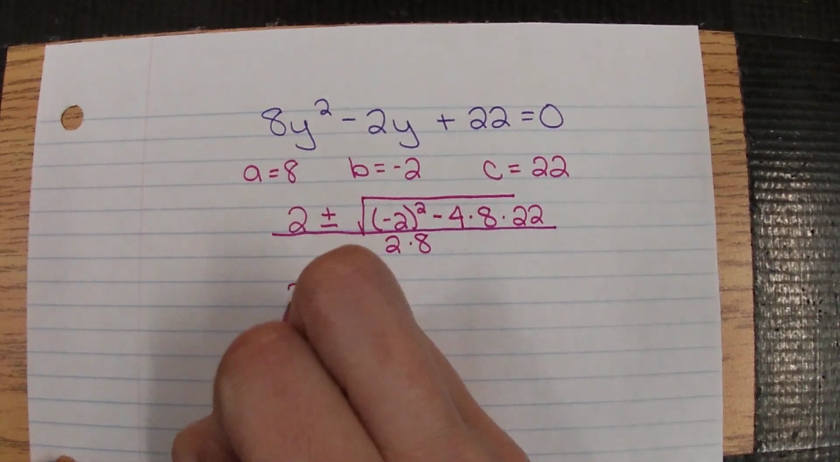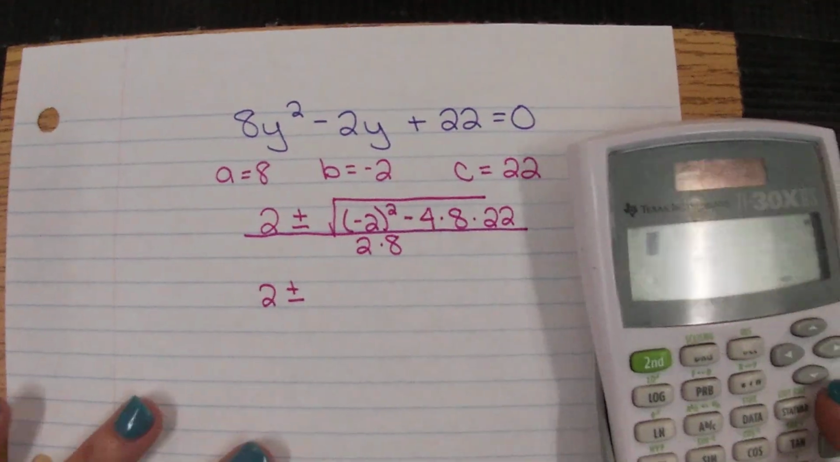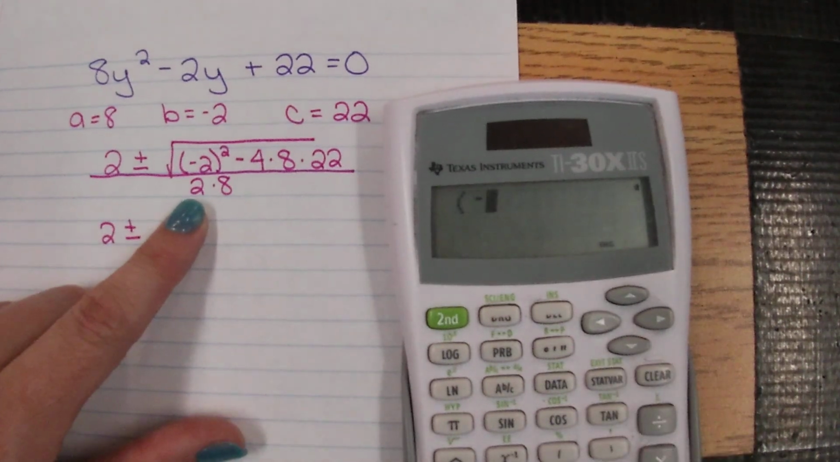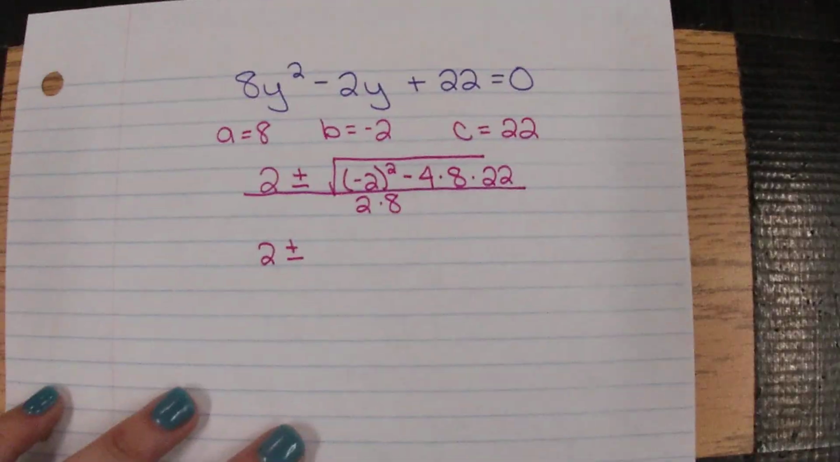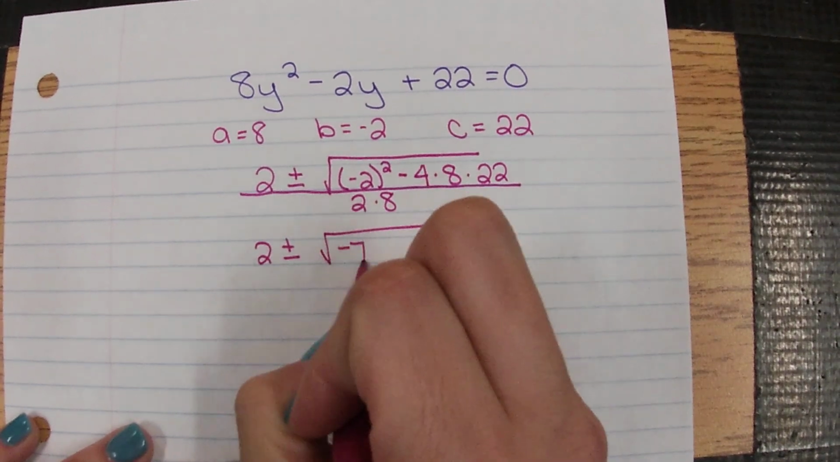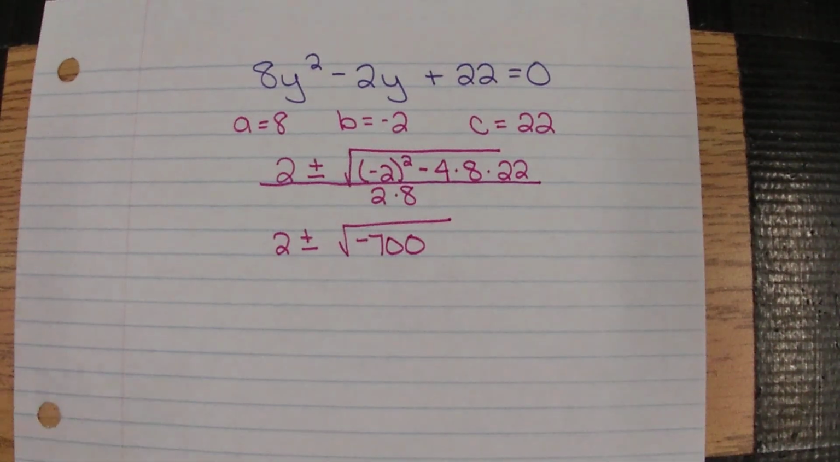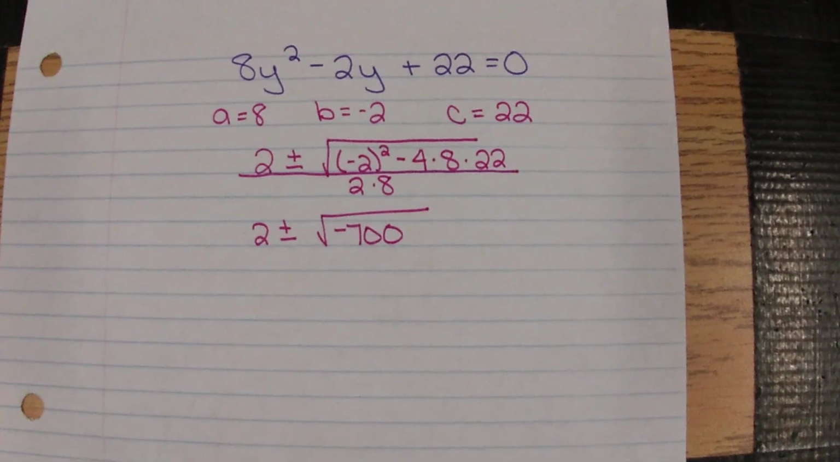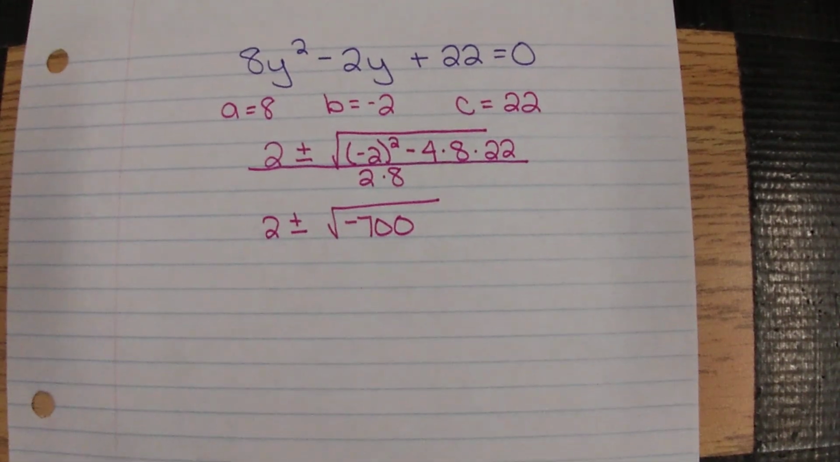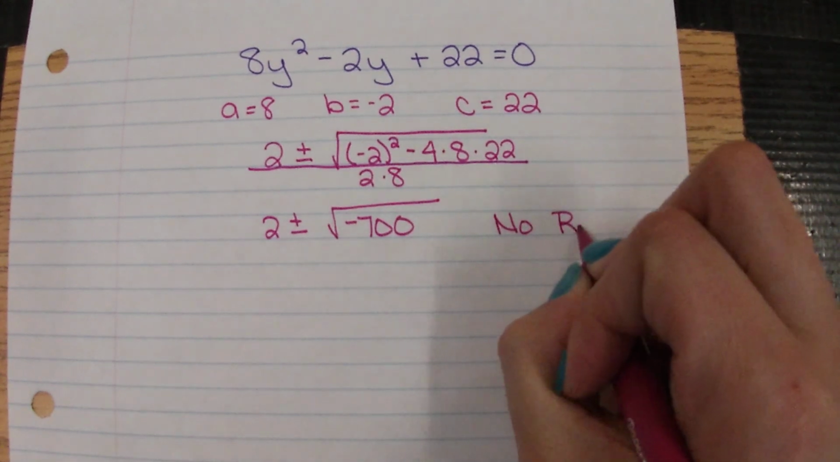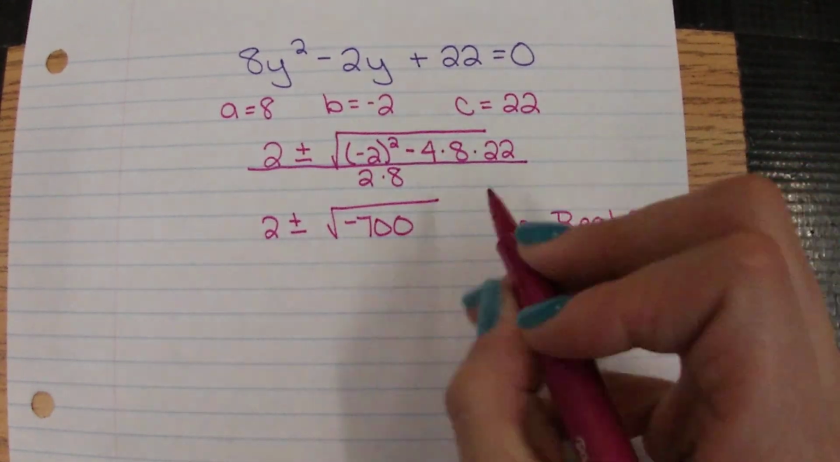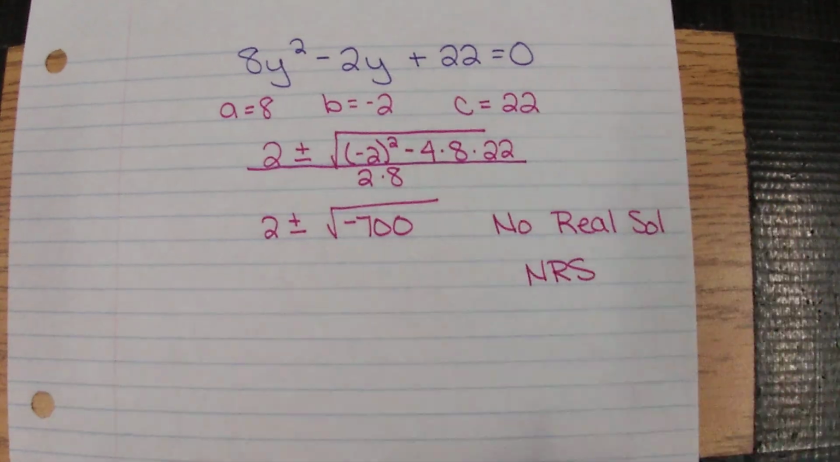Okay, so now we have 2 plus or minus, and we're going to put all this stuff underneath the square root in our calculator. So we have to put that in parentheses. Minus 4 times 8 times 22. So we get -700. At this point, nothing else matters, right? We said whether it was step 1 or step 100. As soon as we get a negative underneath the square root, we are turning this into a no real solution, right? We could also write this as NRS, and we are done.